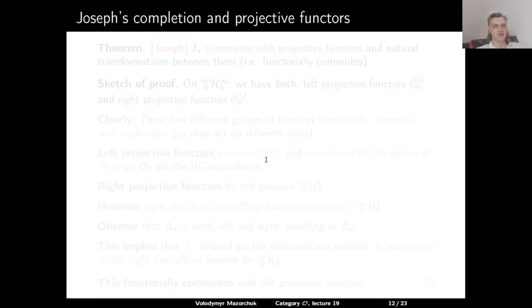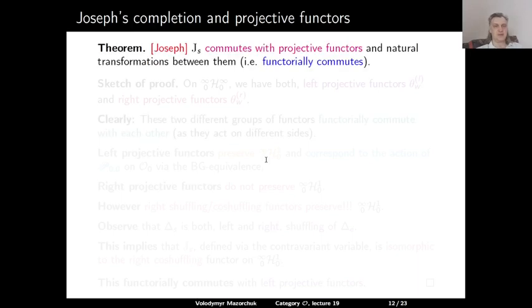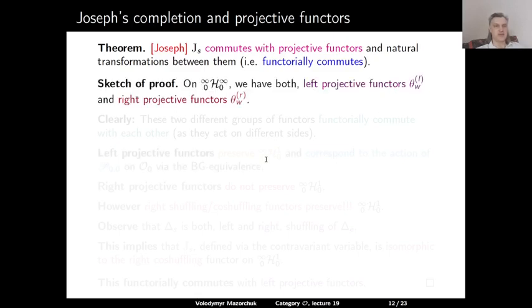Next, let us discuss how Joseph's completion interacts with projective functors. Theorem, due to Joseph: J_S commutes with projective functors and natural transformations between them. In other words, it functorially commutes with all projective functors. Sketch of the proof.